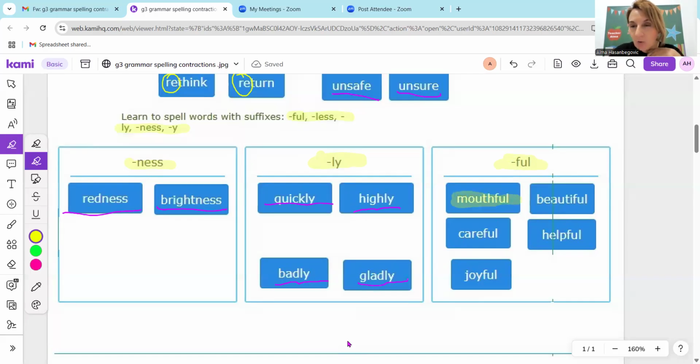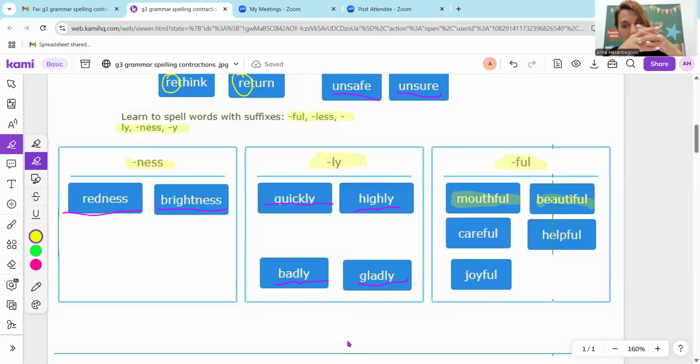Mouthful. Think about it. You put some gum in your mouth and you go, mouthful. And so Mom tells you, don't talk with your mouth full. What's that? Mouthful. That means your mouth is full of something, right? Full of something. Mouthful.